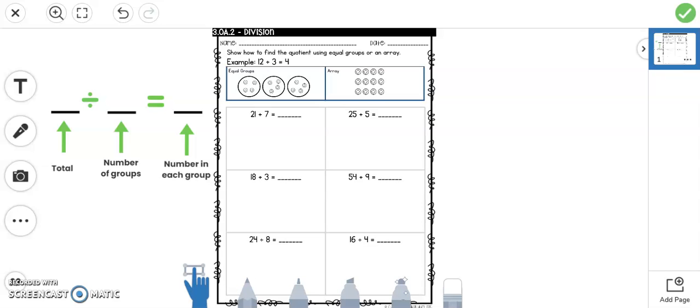Let's take a look at your assignment for today. We are still working on division, and we're going to continue looking at division in standard form.